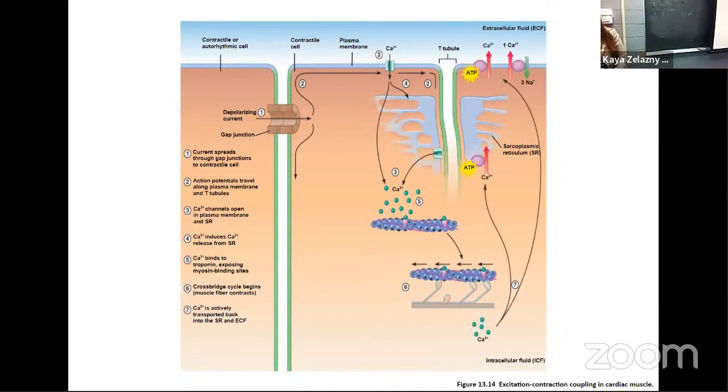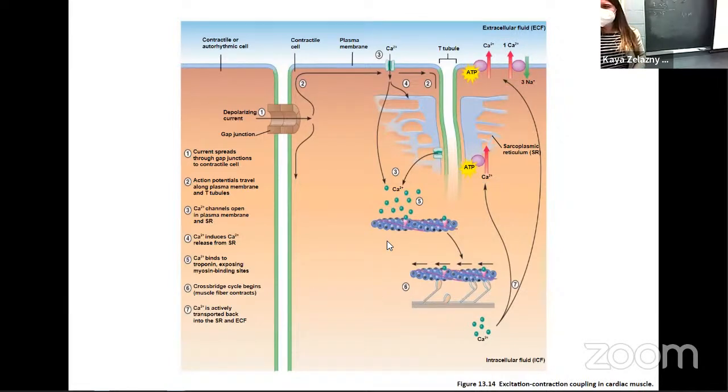And finally, the calcium, some of it gets transported back into the sarcoplasmic reticulum, and some of it actually gets pumped actively out of the cell. So we're taking some of the calcium out into the extracellular fluid. Because we have to regulate these calcium levels because this is also part of how we're sending that action potential to the next cell. So we gotta keep it under control.